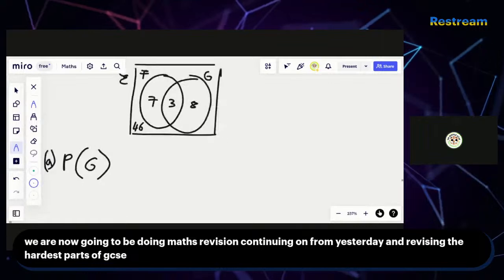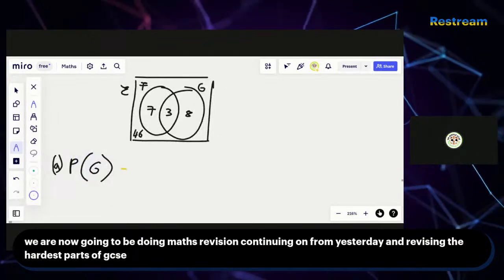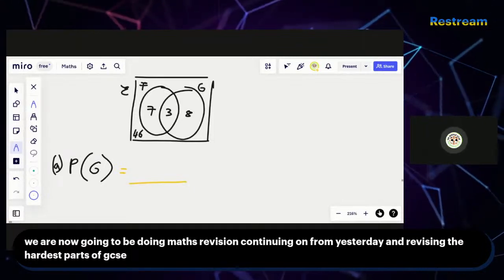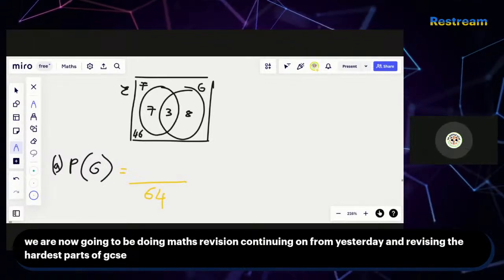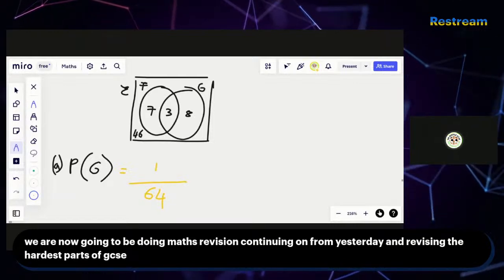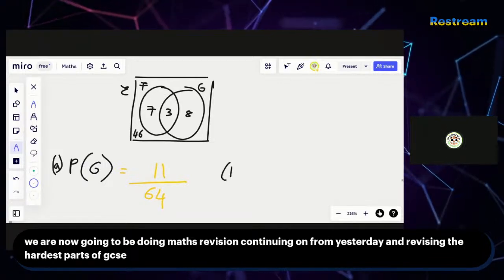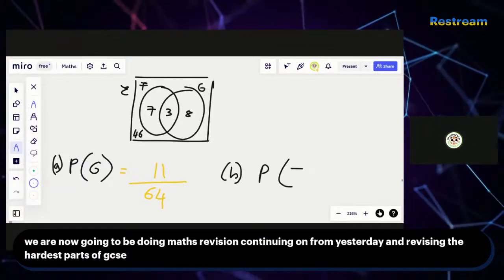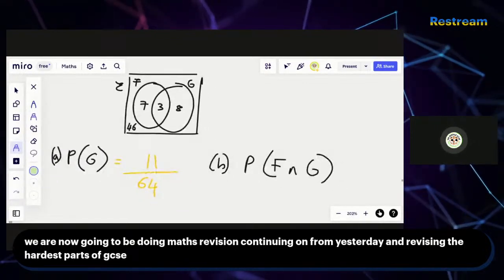Now remember, in order to do this, all we have to do is say that because it's randomly selected, that can be out of any of the students, and we know that the total amount of students is 46 plus 7 plus 3 plus 8, which gives us 64. So out of 64 students, 8 plus 3 study German. So 11 out of 64 people study German. That was relatively easy. B. Find the probability that someone studies French and German.